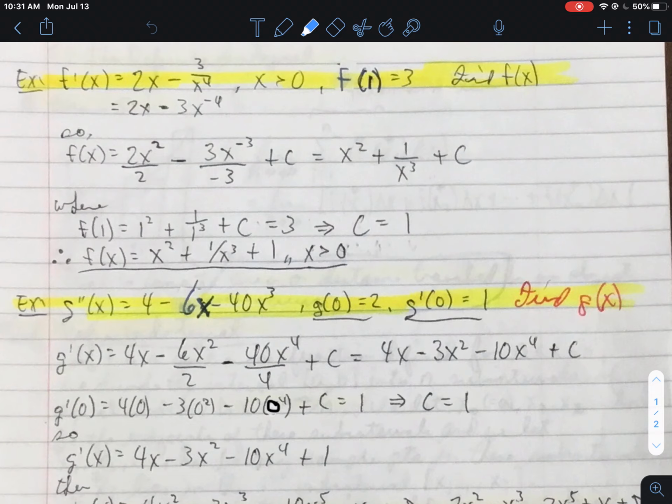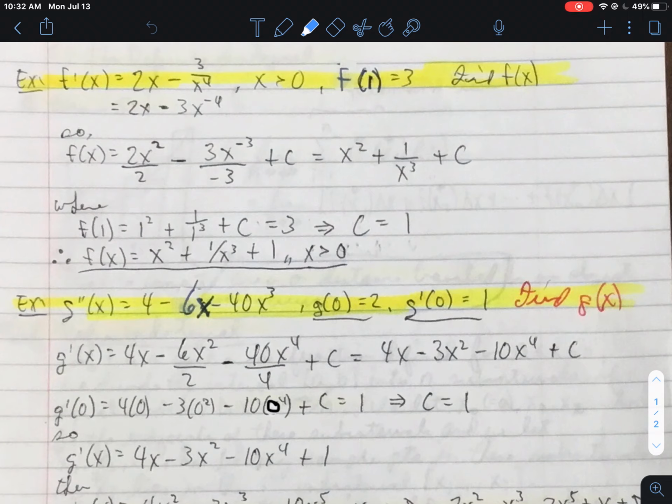So for the next one, here I'm using f and f prime. So f prime of x, our derivative, is 2x minus 3 over x to the fourth, provided x is positive. So notice that kind of eliminates the undefined issue. We want our function to be continuous over our interval. So 2x minus 3 over x to the fourth, and we're also given that f of 1, which is our antiderivative in this case, is 3. And then we're asked to find f of x.